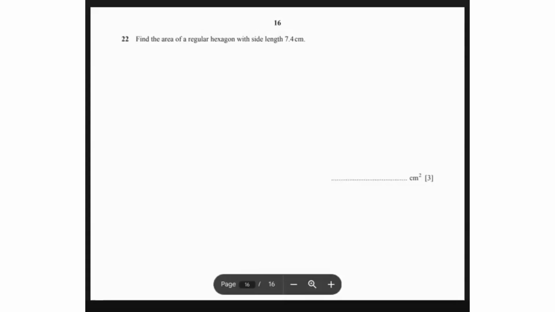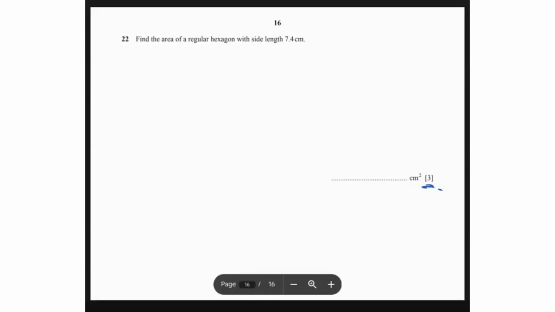Okay, last question, 22. Find the area of a regular hexagon with side length 7.4 cm, 3 marks. Every year we have this kind of question called a discriminating question, meaning it stops students from getting full marks. I believe this is one of them. It took me a while to figure out the most efficient solution.